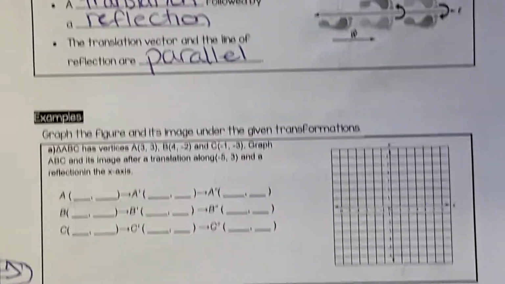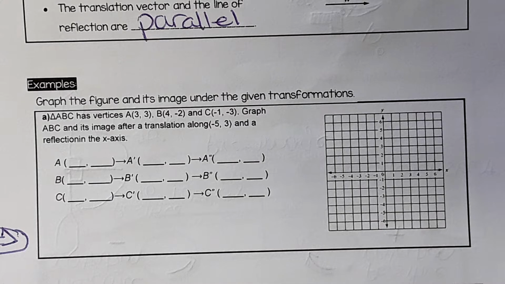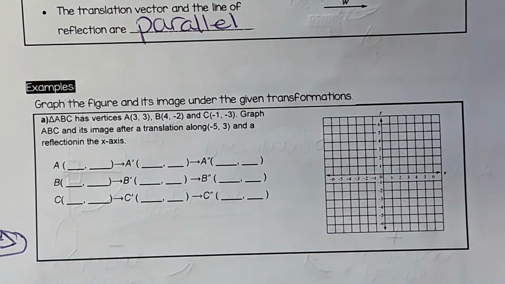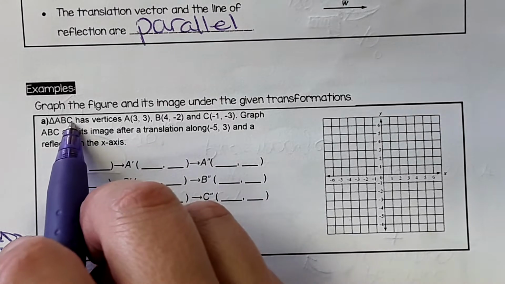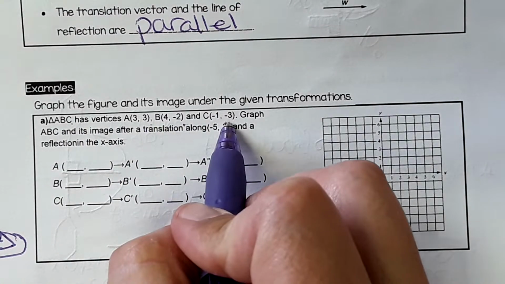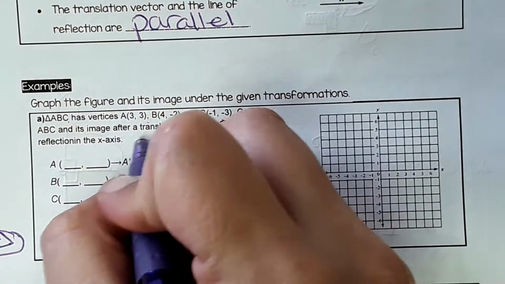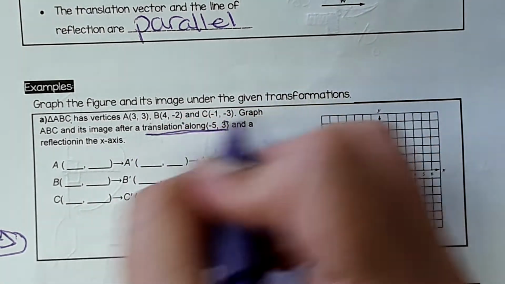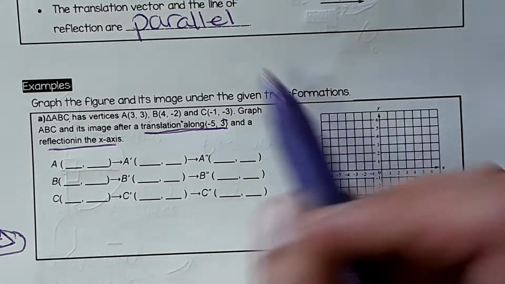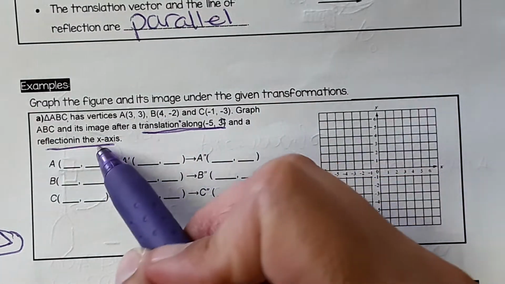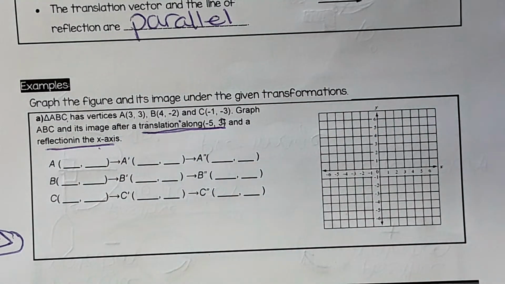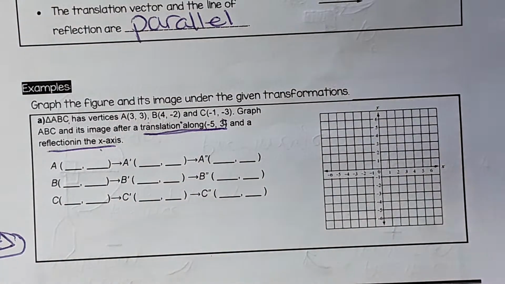Okay, so now we're going to practice doing a composition of transformations where there's more than one transformation happening. First, it gives us a triangle and the coordinates of the triangle. It says graph ABC and its image after translation along -5, 3, and a reflection on the x-axis. So we're going to do the translation first, then the reflection, and it's important that you do it in the order that it states. So first things first, we do need to graph our points.